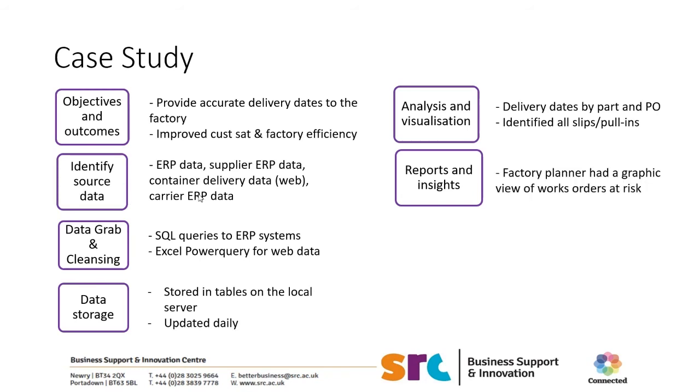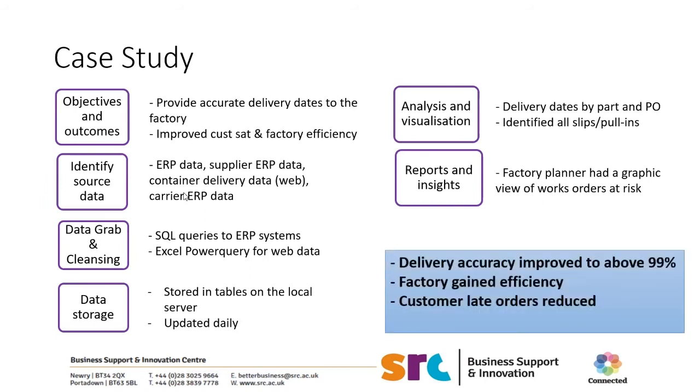And because we had that, the factory planner had a graphic view that he looked at every day and said, okay, these are the work orders that are at risk. And once he knew they're at risk, he could make a decision to make an improved factory plan, which improved efficiency, and he could inform customer service that this is going to be on time or it's not going to be on time. So our customer satisfaction improved, our factory efficiency improved, and our deliveries actually improved. So a very simple business analytics case study where we use data to give us insights to make better decisions.